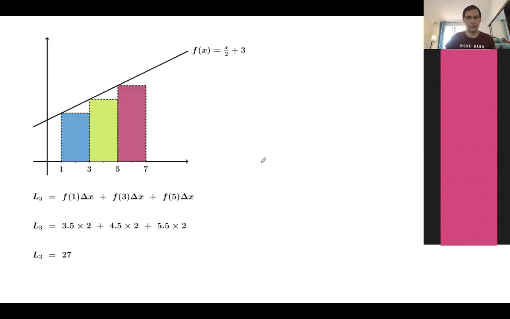So here's a very specific example. Take this function f, a very simple function: f(x) = 1/2 x + 3. And consider this function for x between 1 and 7. So the domain of this function will be this interval from 1 all the way up to 7.